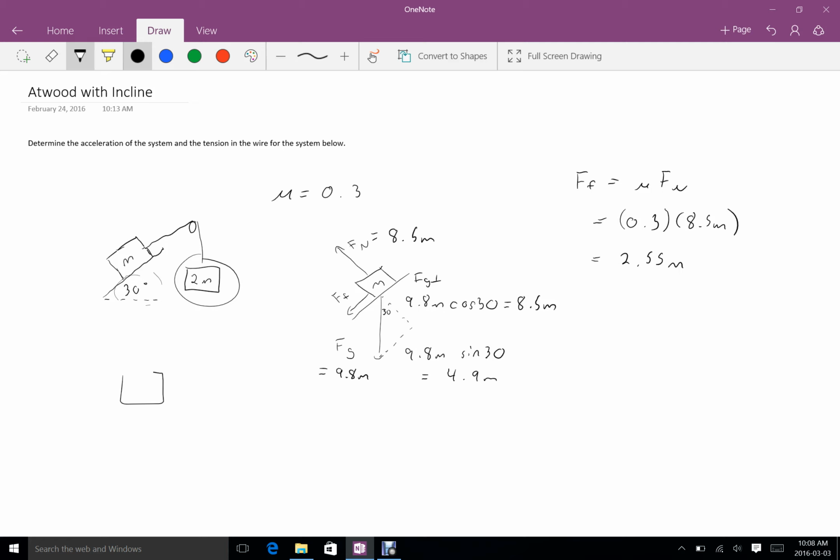Now let's look at this 2m hanging object. And the only external force, there's a force of tension up here too, right? And so we have a force of tension and the force of gravity. The force of gravity is going to be equal to 9.8 times the mass. I'll use a capital M just to be clear. So that's going to make it, in this case, 9.8 times 2 little m. And so this is equal to 19.6 m.